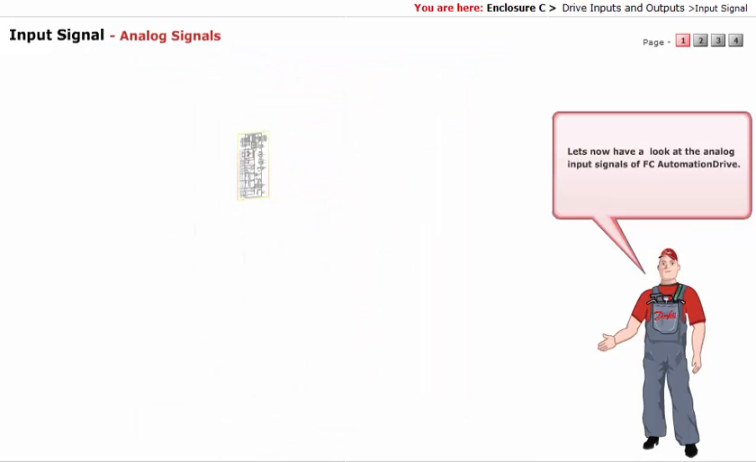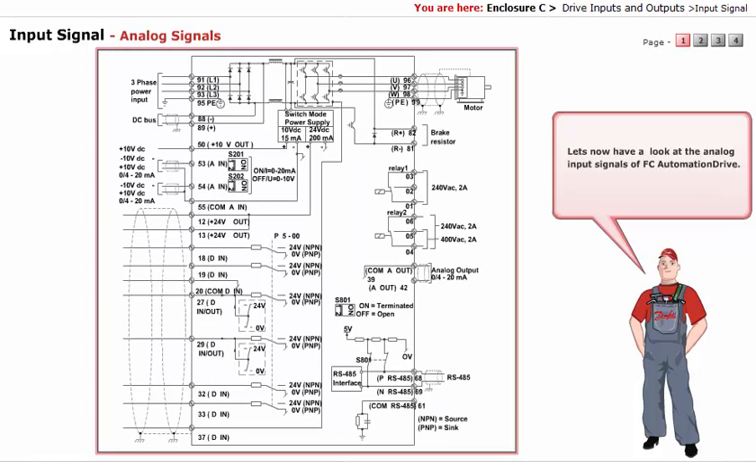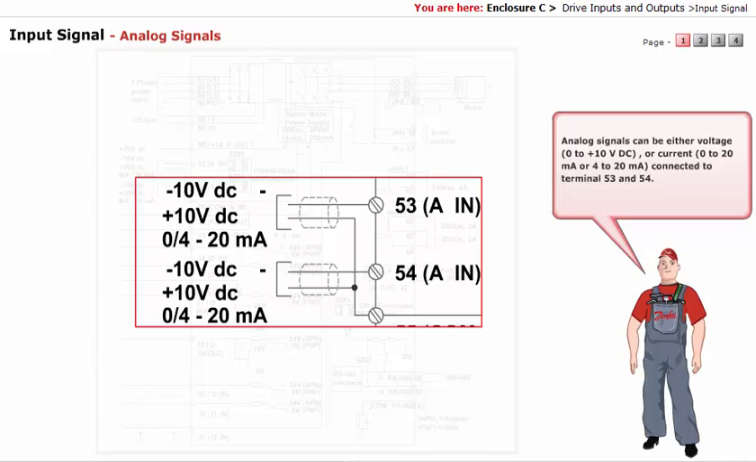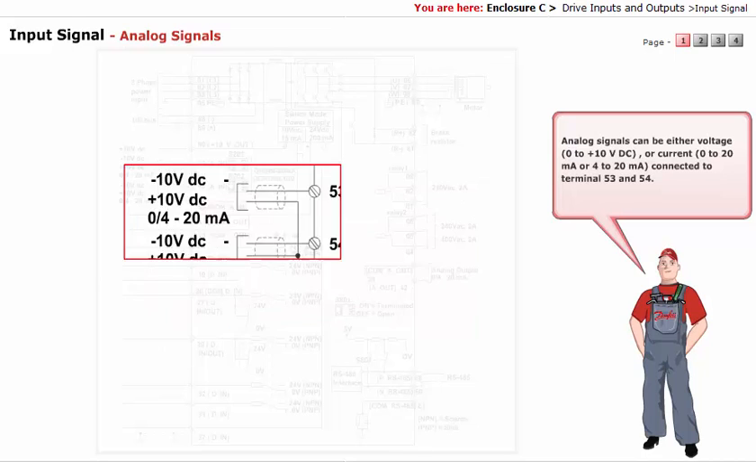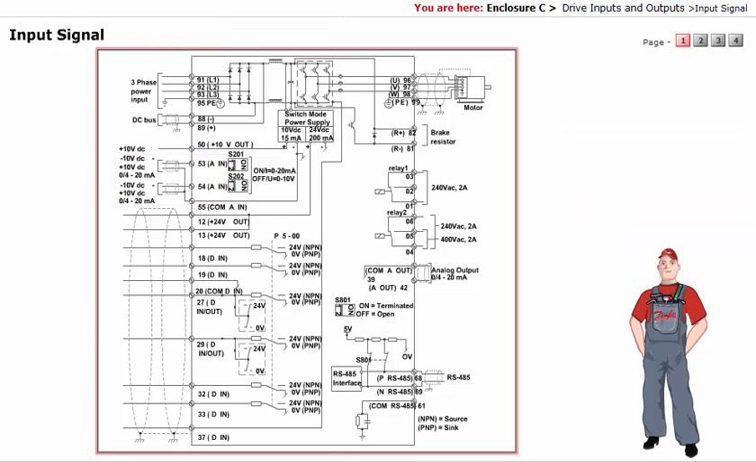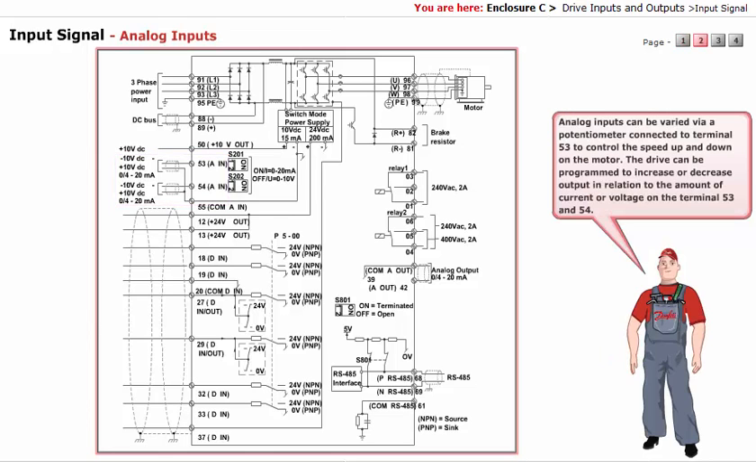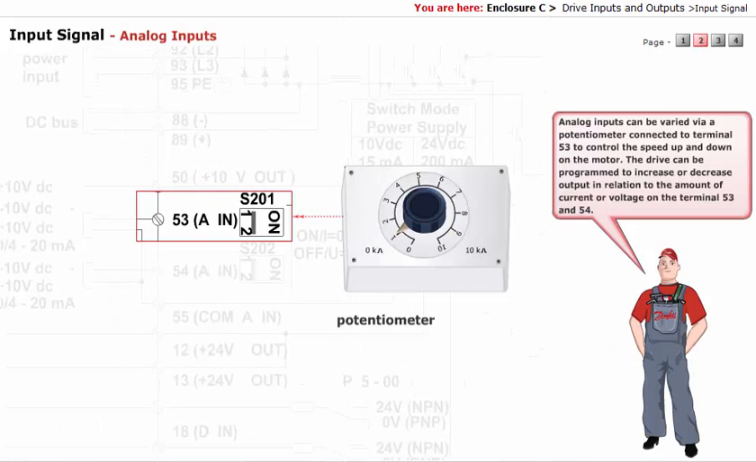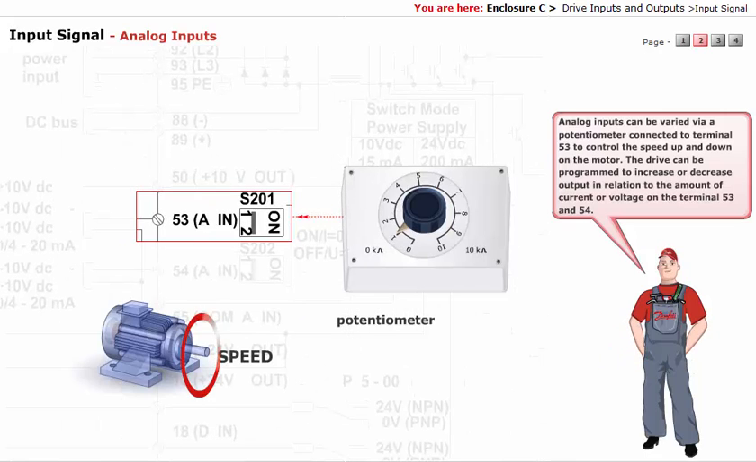Let's now have a look at the analog input signals of the FC automation drive. Analog signals can be either voltage 0 to plus 10 volt DC, or current 0 to 20 mA, or 4 to 20 mA, connected to terminals 53 and 54. Analog inputs can be varied via a potentiometer connected to terminal 53 to control the speed up and down of the motor.